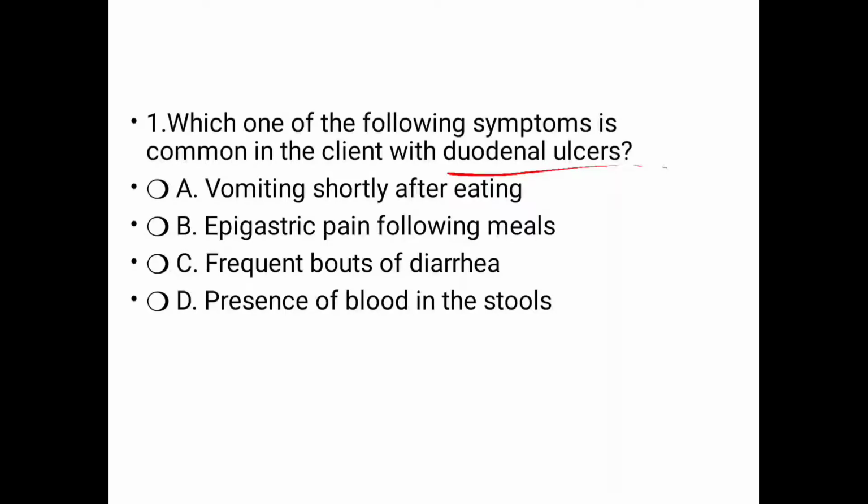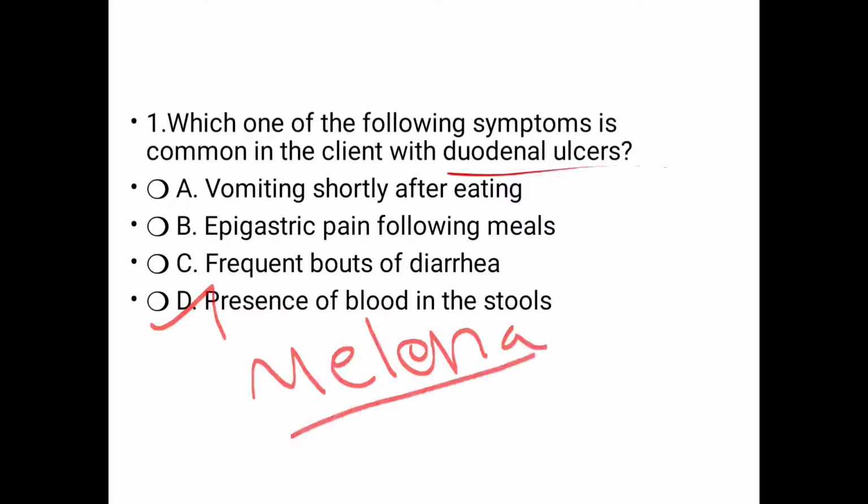Option A. Vomiting shortly after eating. Option B. Epigastric pain following meals. Option C. Frequent bouts of diarrhea. Option D. Presence of blood in the stool. The correct answer is option D, which is called melena. Presence of blood in the stool is also known as melena, which is common in clients with duodenal ulcers.